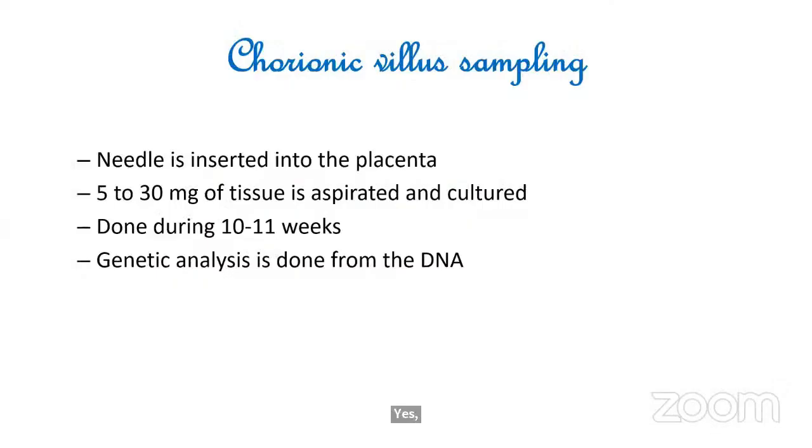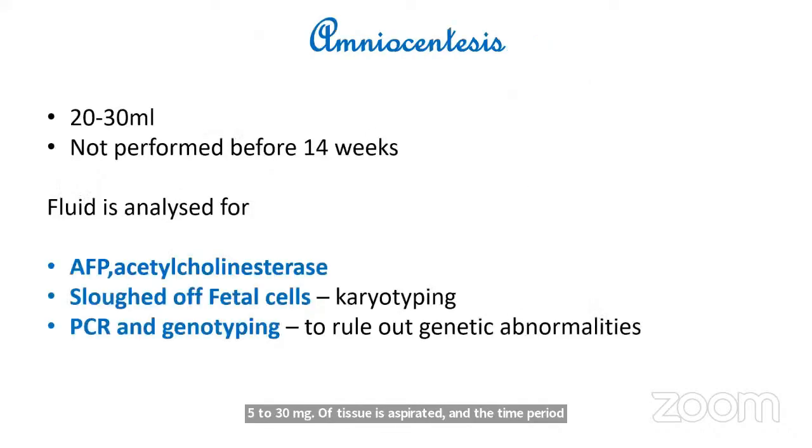Chorionic villus sampling is the process by which you insert a needle into the placenta and take a sample, and you will do the genetic analysis. Roughly 5 to 30 mg of tissue is aspirated, and it is usually done during 10 to 11 weeks. Amniocentesis means how much will you take? 20 to 30 ml. And before 14 weeks, you should not be doing amniocentesis. Why? Because you can injure the embryonic disc and all.